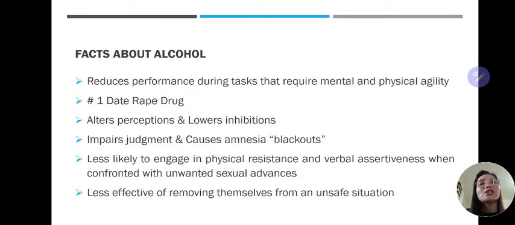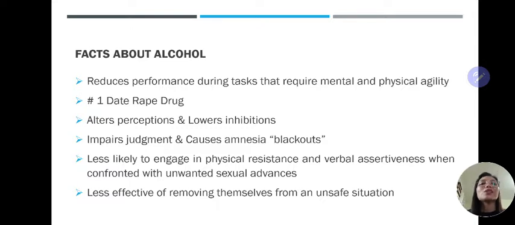And aside from that, alcohol is also considered the number one date rape drug because of the physical impairments that it produces, especially when the tolerance level has been exceeded. Perceptions are also altered and inhibitions lowered. So, instead of not doing something they otherwise wouldn't, the person intoxicated with alcohol just goes along with it. Then judgment is impaired, and there are amnesia blackouts, so they can't remember what happened while they were intoxicated. And they can't physically resist when someone is abusing them, since we consider them drunk. And of course, they can't remove themselves from a situation that is unsafe for them.